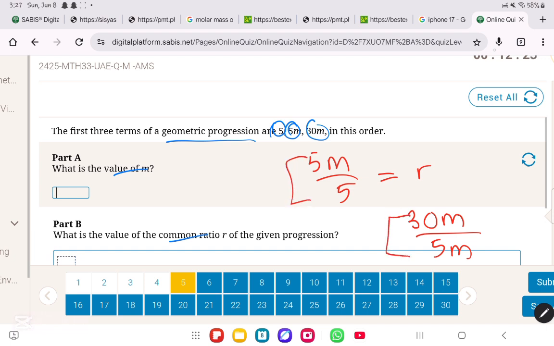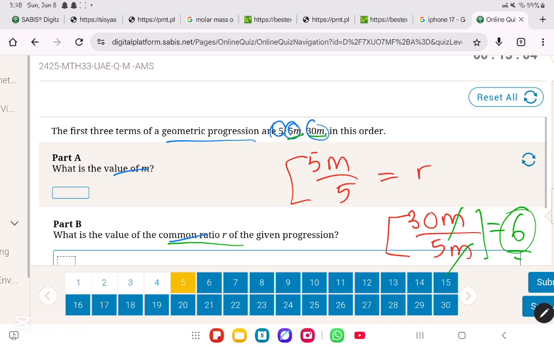But which one will give us a number as an answer? This will give us a number as an answer. So we found that the value of the common ratio is 6. So remember, the common ratio r is the next term divided by the first term, or second divided by the first, okay? Now, 5m over 5 is equal to the common ratio. We found that the common ratio is equal to 6, right? We found it by doing next term over previous term.